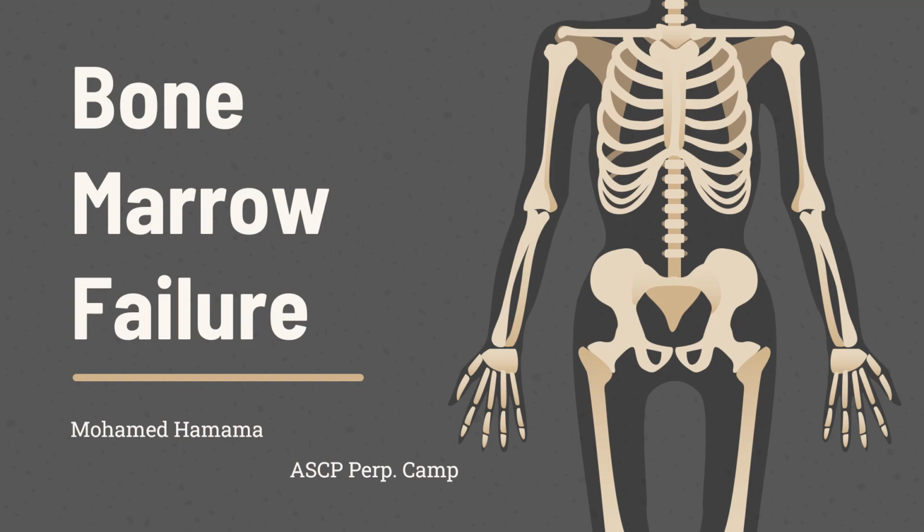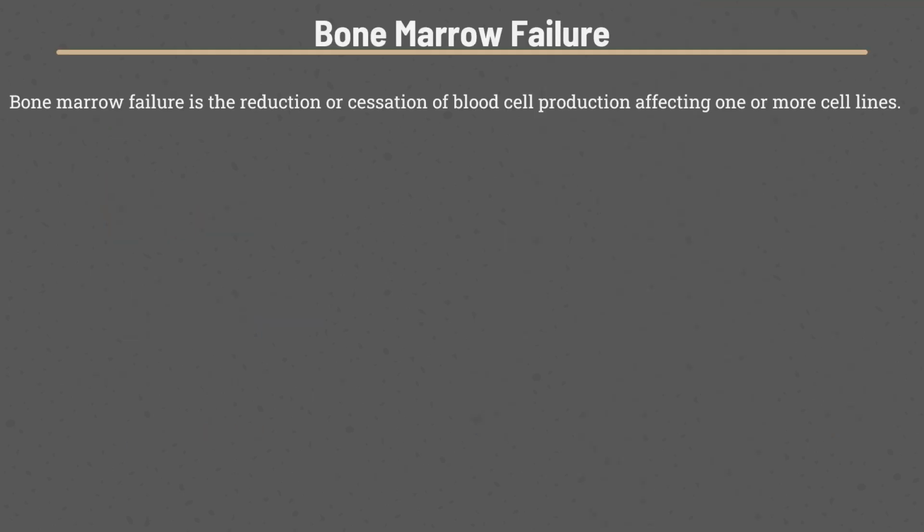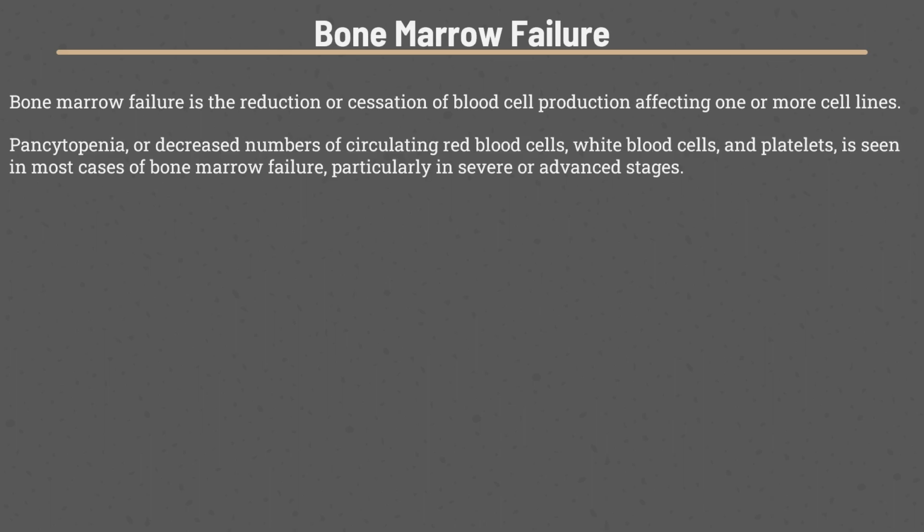In today's video, we will be discussing bone marrow failure. Bone marrow failure is the reduction or cessation of blood cell production affecting one or more cell lines. Pancytopenia, or decreased numbers of circulating red blood cells, white blood cells, and platelets, is seen in most cases of bone marrow failure, particularly in severe or advanced stages.